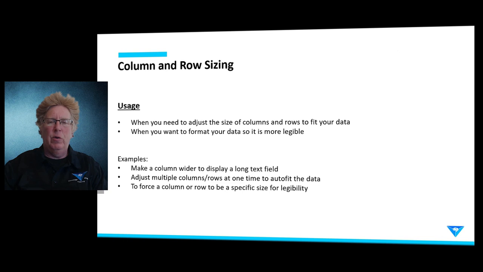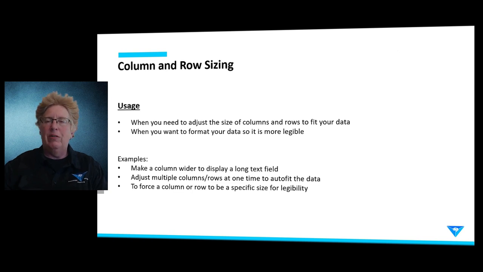So within Excel you have great flexibility in terms of the size of your columns and your rows, and you want to make sure that you size everything appropriately to fit your data, to make sure that it's legible, that you can read it clearly for whoever you're preparing it for. So some examples for that: if you have long text in a field, you want to be able to make the column wider so that you can see the entire text. You want to be able to adjust multiple columns and rows at once. And there is an auto fit so that you can force the columns and the rows to fit the data that is in each cell.